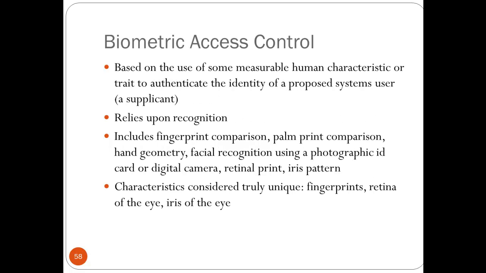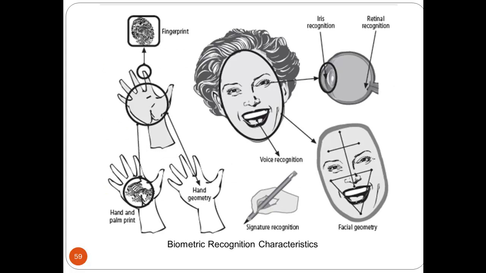Moving into biometric access control, and most of us are familiar with it, right? It's using some sort of measurable human characteristic to recognize an individual as being authorized or to determine an individual is not authorized. Things like fingerprint comparison, palm print, hand geometry, facial recognition, retina pattern, iris pattern. There's a bunch of different ones that are available. Little graphical representation. Signature recognition is included in here, whether you buy into it or not. It's sometimes considered a biometric measurement.